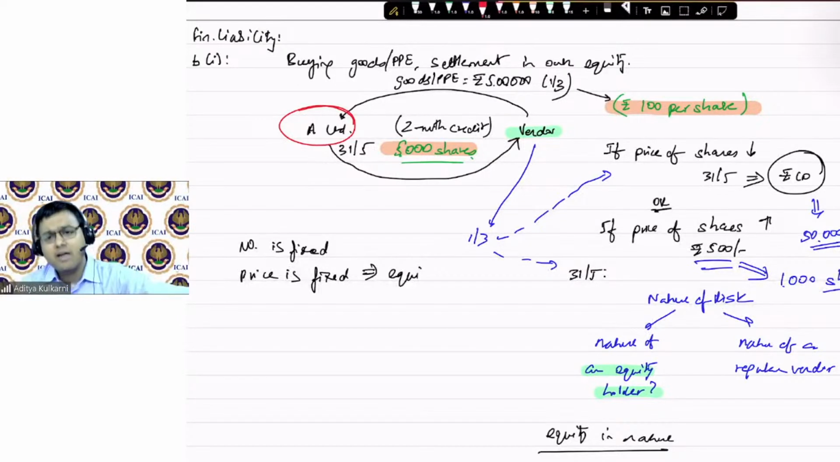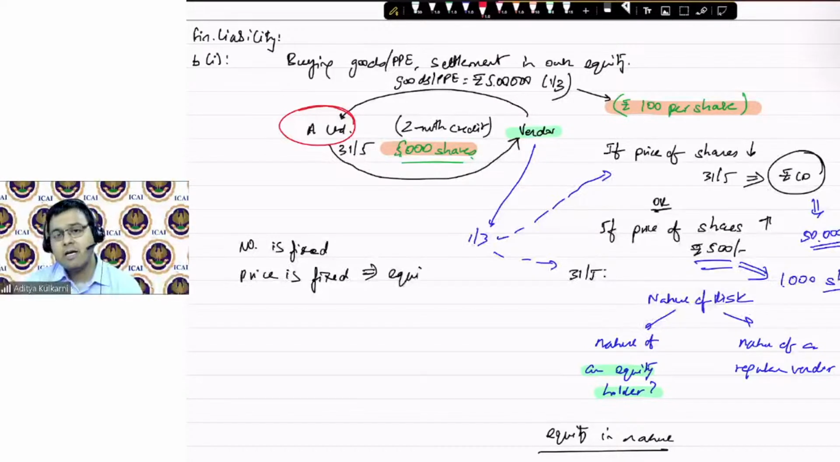Even if he issues equity shares, it doesn't matter. He is not paying even 1 paisa of cash. That is also fine. But ultimately, the vendor wants to be treated as a liability. And therefore, is A Limited having discretion to settle, or is A Limited mandated to settle 5 lakhs? Understand the words. Is A Limited having the discretion to settle 5 lakhs, or is A Limited mandated to settle 5 lakhs? He is mandated to settle 5 lakhs.